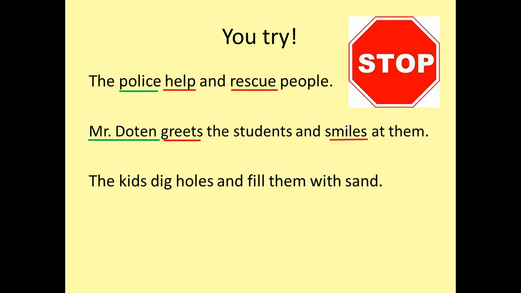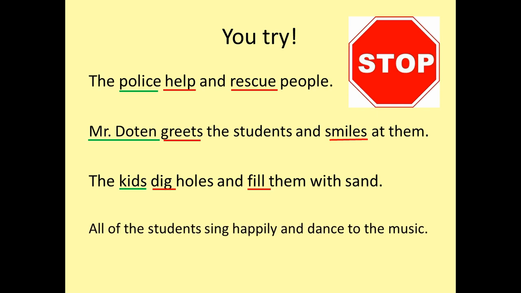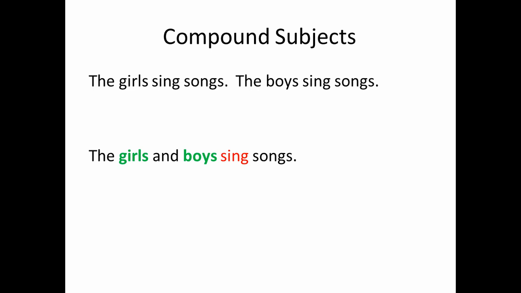Who is the sentence about? What is the main noun? Kids. What do the kids do? They both dig and fill. Last one. All of the students sing happily and dance to the music. What is this sentence about? It's about the students. What do the students do? There are two main verbs. They sing and dance. All right.